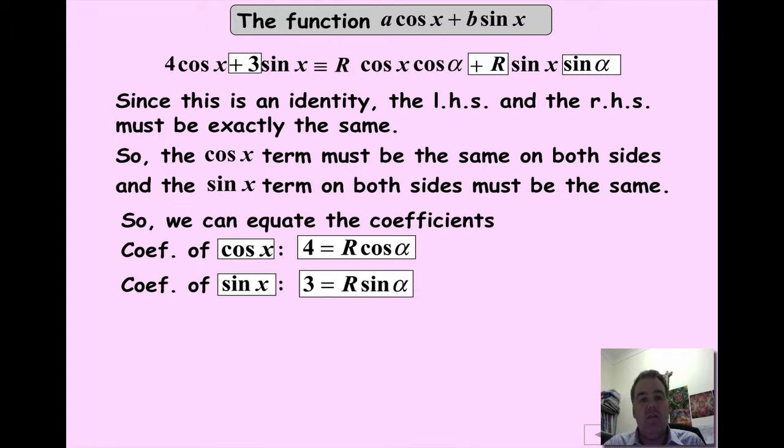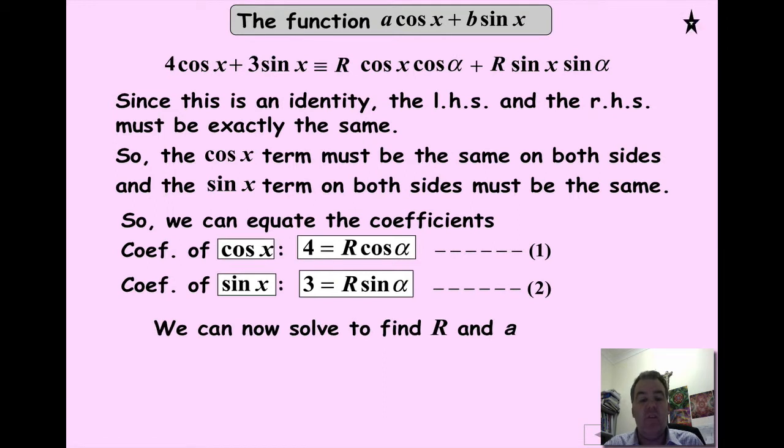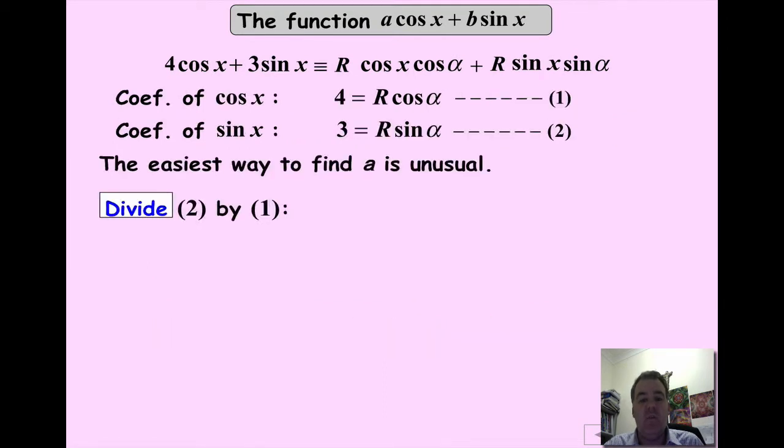Now we just need to solve these equations. There's two equations and two unknowns. We're good at solving equations. For simultaneous equations, the easiest way here is just to divide. I think that's the first step: divide the second equation by the first equation. Then the r's cancel nicely.